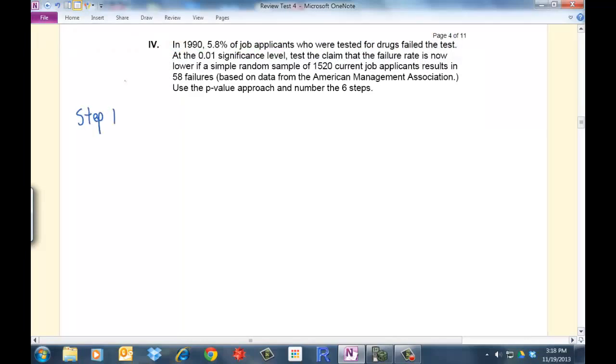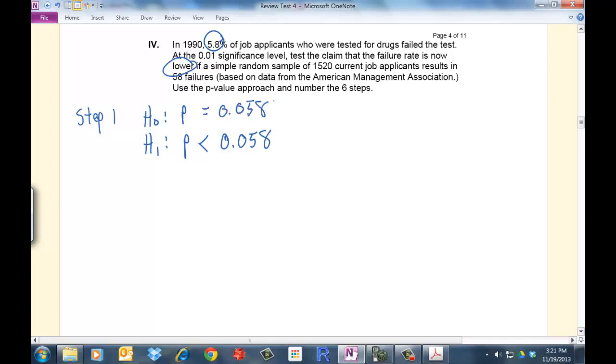Step 1 is to structure the null and alternative hypotheses. So again, the key here, dealing with a percentage, we want to go with the population proportion p, and we're testing the claim that the failure rate is now lower. So that's kind of a key word to describe a left tail test. Lower than what? Lower than what it was in 1990, which was 5.8%, and then of course the null is here.